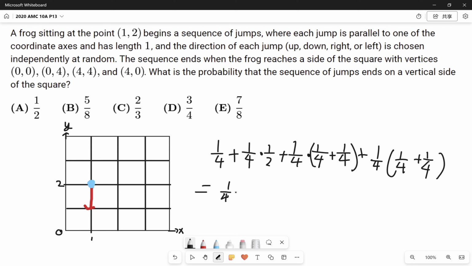So 1/4 plus 1/8 plus 1/4 times 2/4, which is 1/2, so 1/8, plus 1/8. If we change the numerator and denominator so that the denominator of this is 8, not 4, and rewrite our expression, we know that the answer is going to be 5/8. So this sums up to 5/8, so our answer is B.